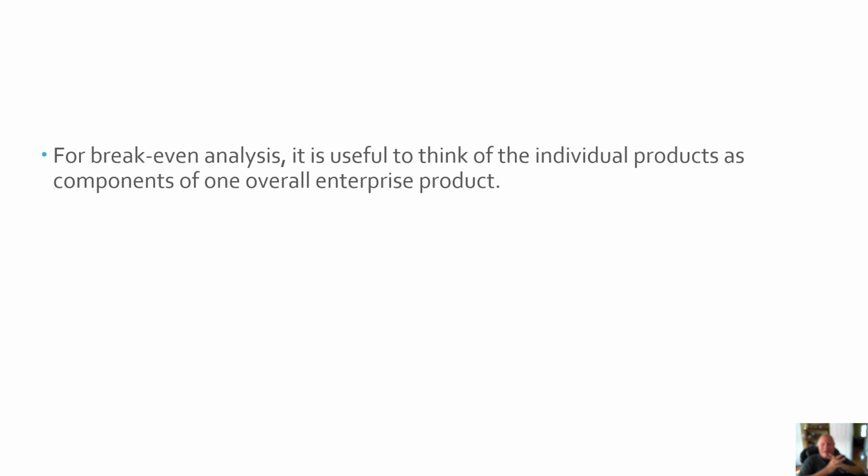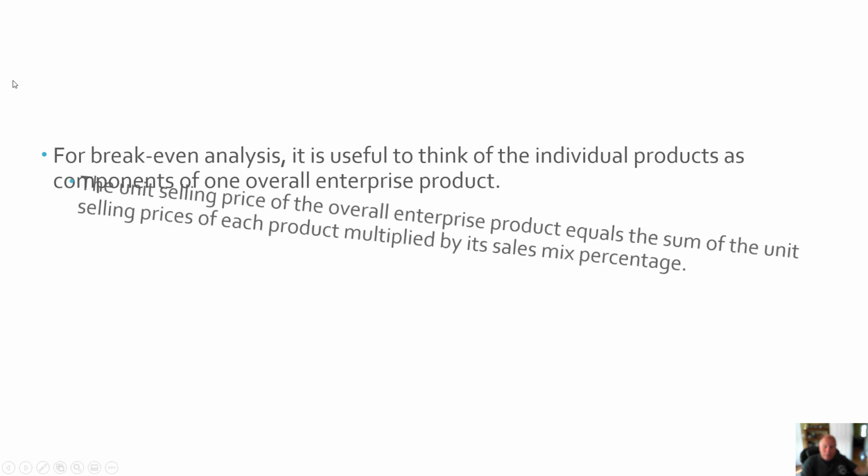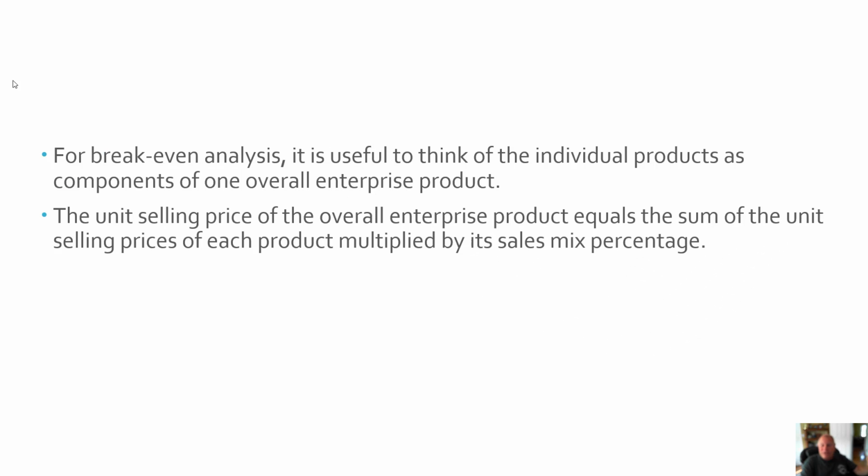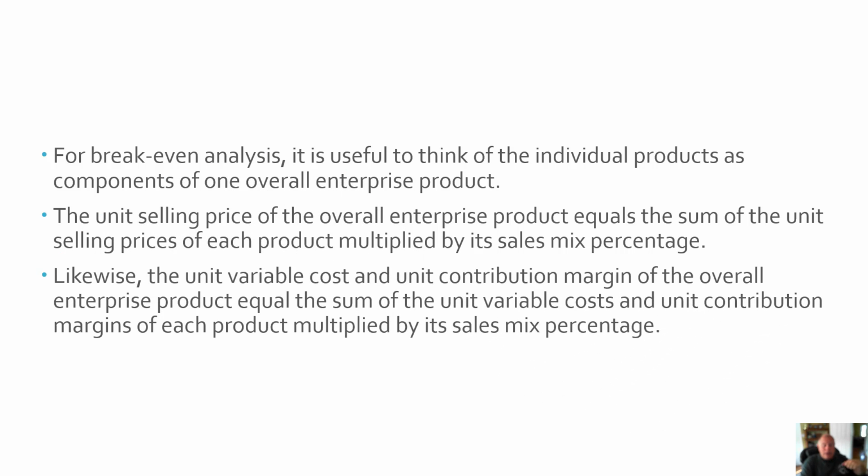For break-even analysis, it's useful to think of the individual products as components of one overall product in the firm. The unit selling price of the overall enterprise equals the sum of the unit selling prices multiplied by its sales mix, weighted, essentially. Likewise, the unit variable cost and unit contribution of the overall enterprise equal the sum of the unit variable cost and unit contribution margins multiplied by its sales mix.